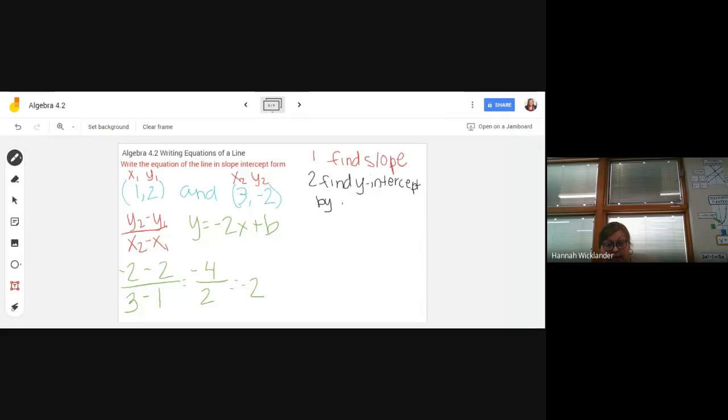by plugging in x and y. Okay, so I have y equals negative 2x plus b. So I'm going to use this first ordered pair just because I like these numbers better. I don't have to deal with a negative like I would here. So I'm going to take this equation, y equals negative 2x plus b, and plug in 1 and 2, 1 for x, 2 for y.